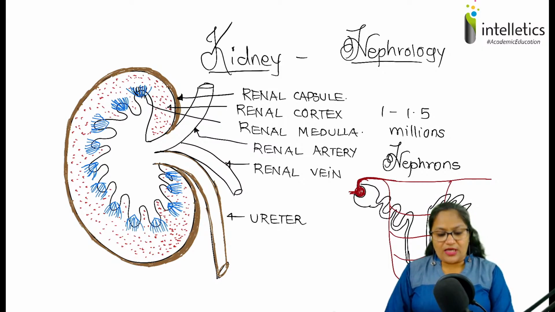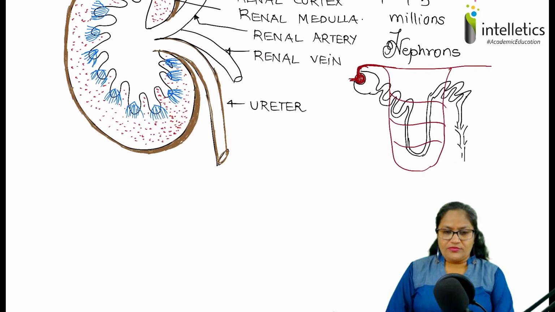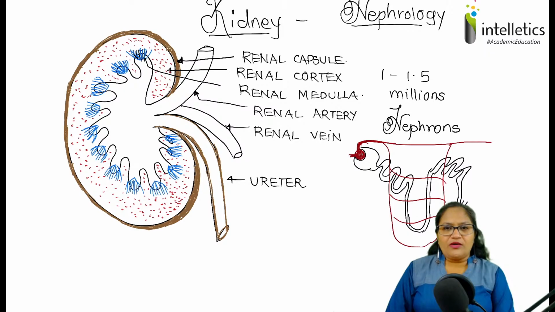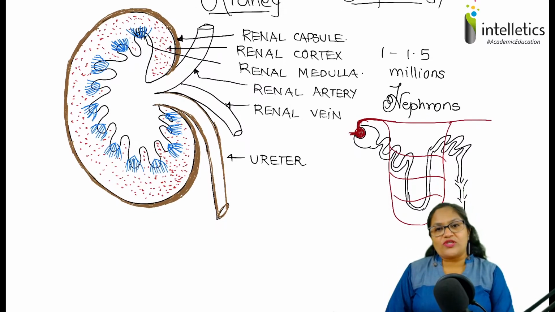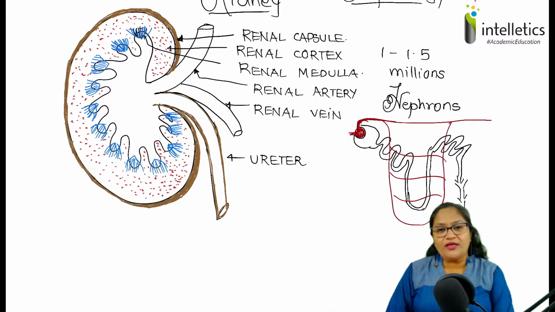And nephrons are the structural and the functional units of the kidney. I think now you can see the structure better. Okay, so this is the nephron, how it looks like. Now these nephrons, as I have already said, each kidney is made up of 1 to 1.5 million nephrons. These nephrons are obviously present inside the kidney.